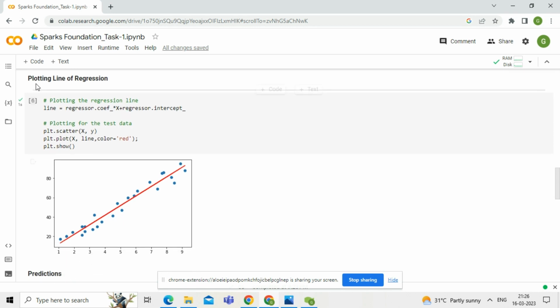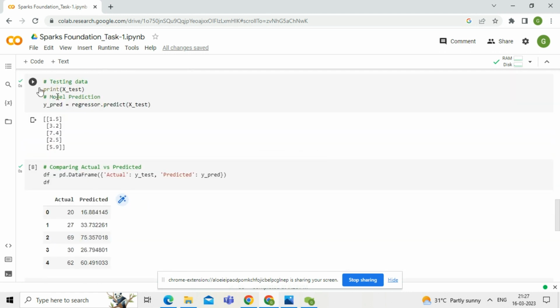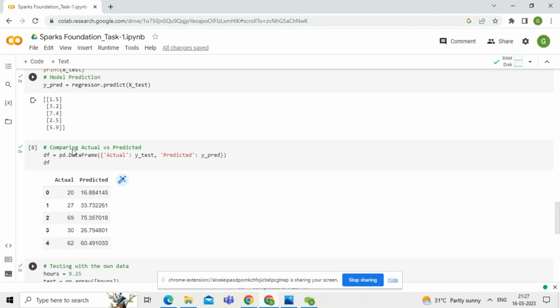Then I have plotted the line of regression using this formula: regressor.coef_ times x plus regressor.intercept_. Then I have given the x and y data. This is the line of the regression. Then I have made some predictions on the testing data, and then I got the output as 1.5, 3.2, 7.4, 2.5, and 5.9.